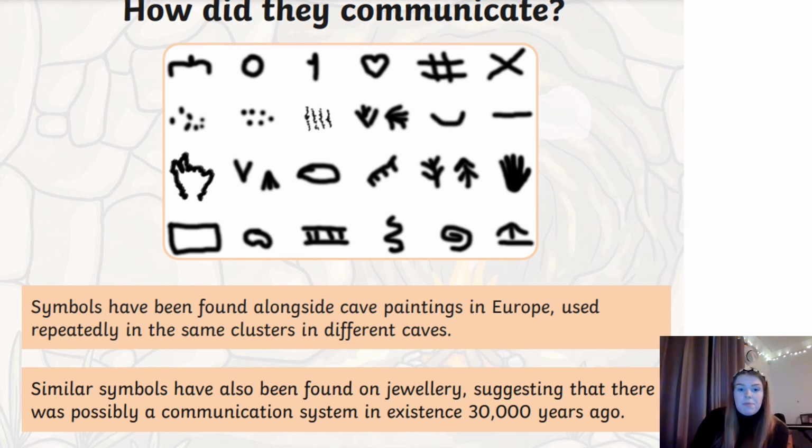So how would they have communicated then? Well, symbols have been found alongside cave paintings in Europe, used repeatedly in the same clusters of different caves. And look, if you look in the pictures, you can see some of the symbols that they would have used. And it says similar symbols have been found on their jewellery, suggesting that there was possibly a communication system that existed 30,000 years ago. And that's so clever. So it's almost like their own language that they had, which was through the symbols.